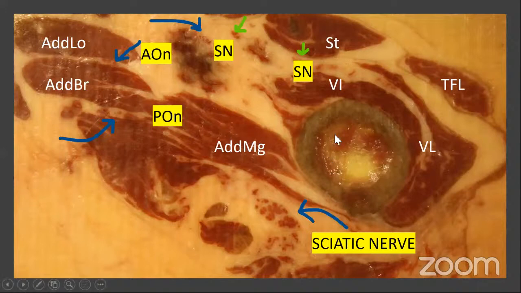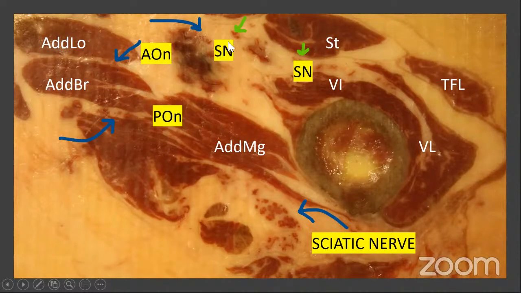This is a cross section at the level of the lesser trochanter. You will see from top is the sartorius, the tensor fasciae latae. These are the vastus muscles, which are very close to the femur. On the left corner, you'll find the adductor longus and the brevis. You will find the anterior obturator nerve. Here, you will find the posterior obturator nerve. Can you see these small specks are the nerves?